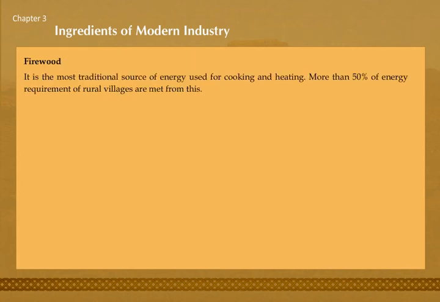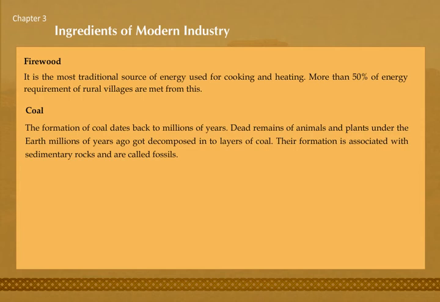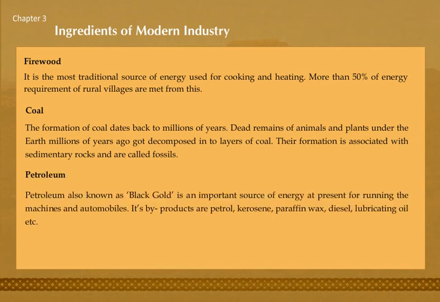Firewood. It is the most traditional source of energy used for cooking and heating. More than 50% of energy requirement of rural villages are met from this. Coal. The formation of coal dates back to millions of years. Dead remains of animals and plants under the earth millions of years ago got decomposed into layers of coal. Their formation is associated with sedimentary rocks and are called fossils.